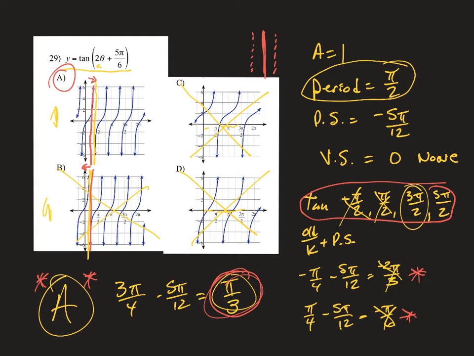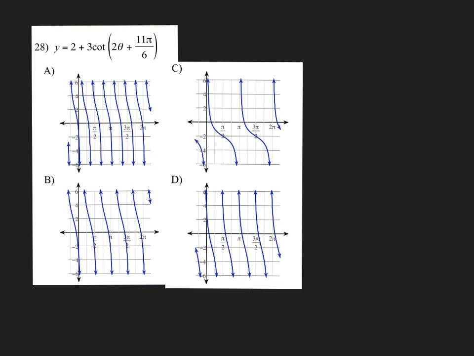Let me show you number 28, which is another one that we got wrong quite often. And maybe this process will make more sense to you. Okay, so number 28, we're also asked to identify the graph of this function. Let's jot down some information.